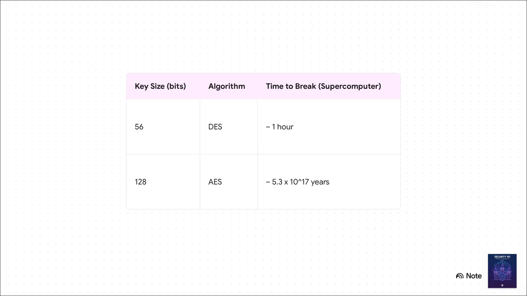And just look at this difference. The old DES standard with its tiny 56-bit key, a modern supercomputer could crack that in about an hour. But the modern AES standard with a 128-bit key, wow, it would take that same supercomputer over 500 quintillion years. That number is so big it's hard to even wrap your head around. It is, for all practical purposes, unbreakable.